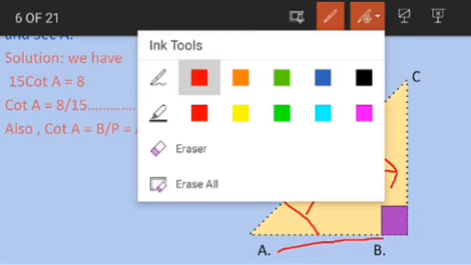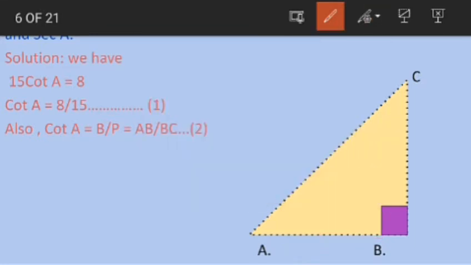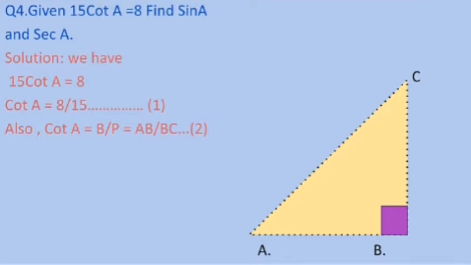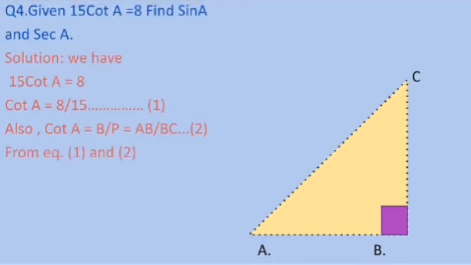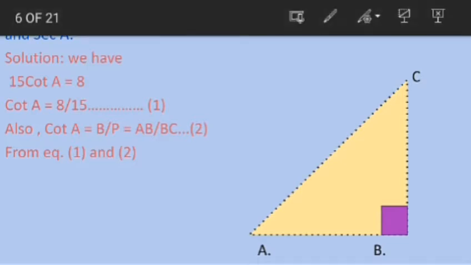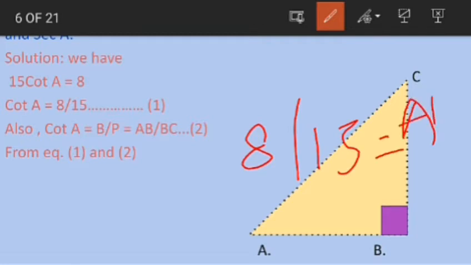Okay class, since we know that cot A equals base upon perpendicular, substituting the value of base, that is AB, and perpendicular, that is BC, let it be equation 2. Now class, when we compare equation 1 and 2, we get cot A equals 8 by 15, and it is also cot A equals base upon perpendicular. So base here is AB and perpendicular is BC. When we compare both values, we get that 8 by 15 is equal to AB upon BC.